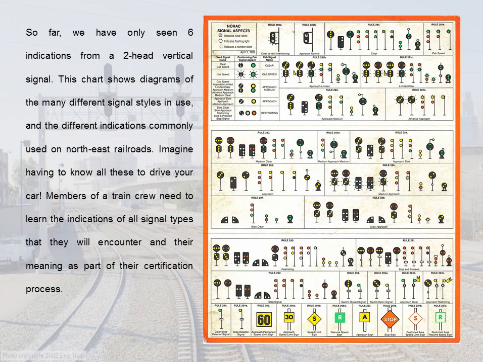So far, we have only seen 6 indications from a 2-head vertical signal. This chart shows diagrams of the many different signal styles in use and the different indications commonly used on Northeast railroads. Imagine having to know all these to drive your car. Members of a train crew need to learn the indications of all signal types they will encounter and their meaning as part of their certification process.